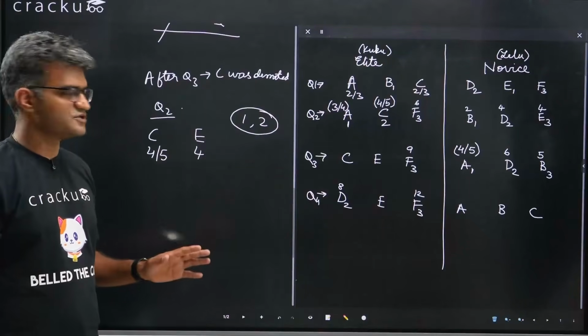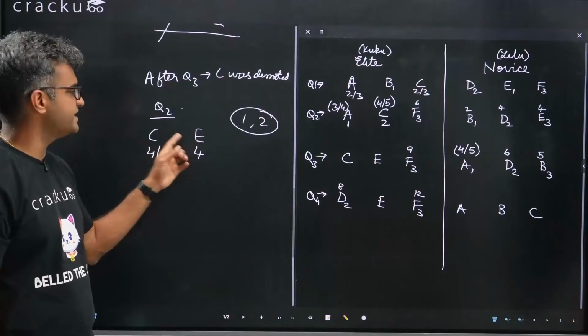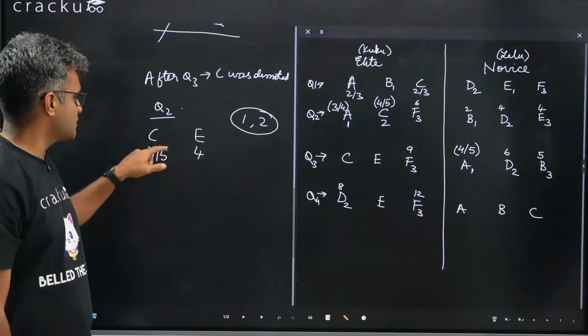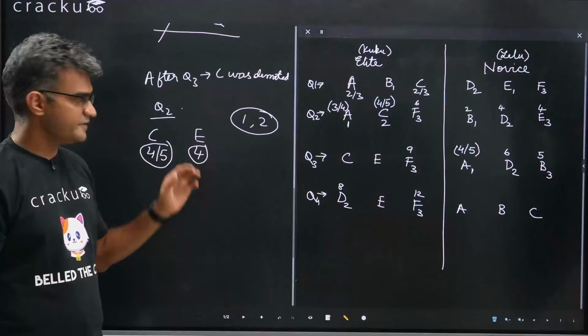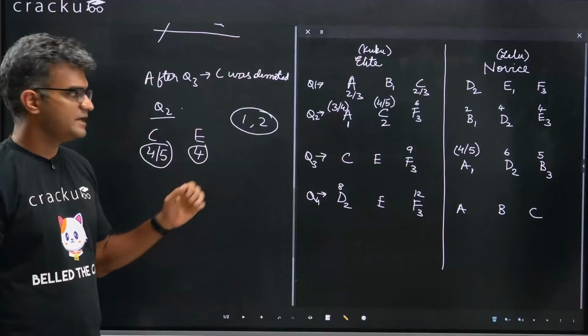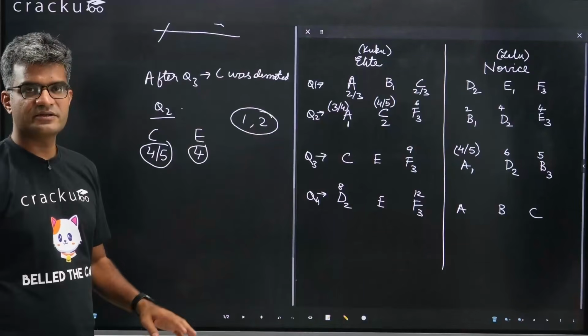The only way this is possible, because if you are looking at the scores of C and D at the end of quarter 2, C scored either 4 or 5. E has definitely scored 4. So if E underperformed C in the third quarter, he would have been demoted. That didn't happen.